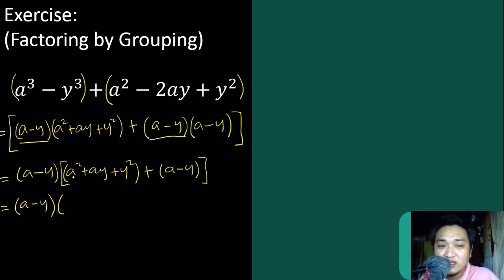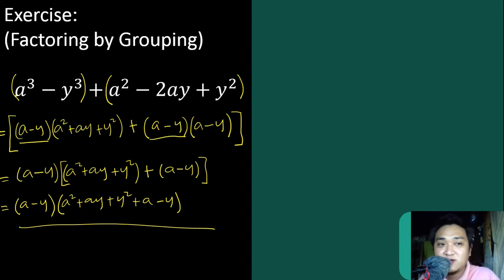So, what is this? Since positive naman siya, safe na tanggalin yung mga grouping symbol. That is also the same as a squared plus ay plus y squared plus a minus y. Okay, so sa tingin ko, wala naman siyang mga similar terms. A squared is unique, ay is unique, y squared is unique, the same with a and negative y. They are unique terms, therefore, ito na yung final answer.